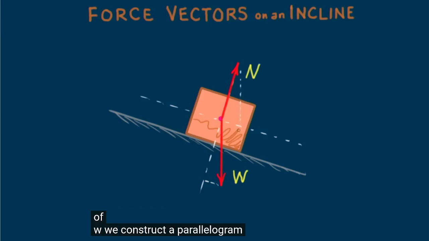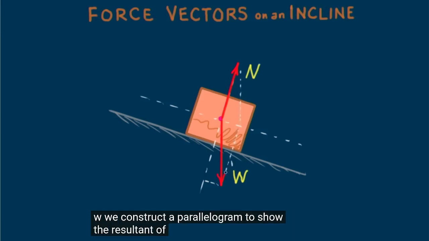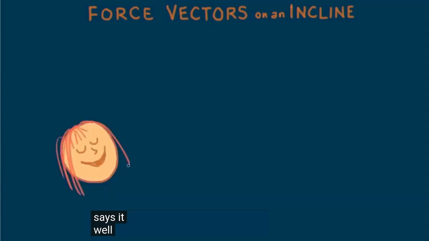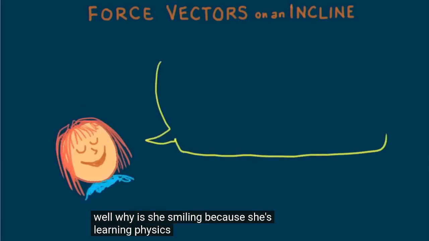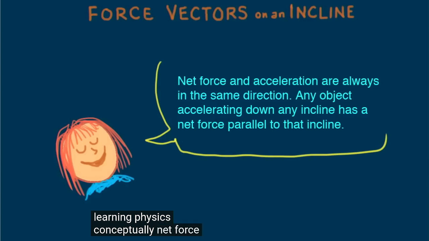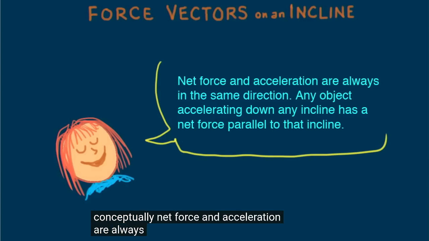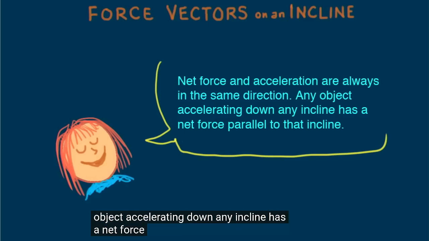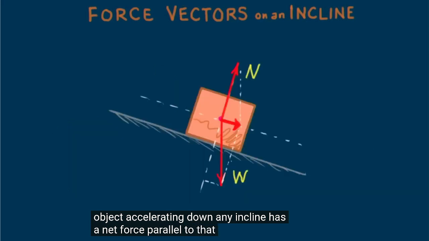We construct a parallelogram to show the resultant of the W and N vectors. Note the resultant is parallel to the incline. Little Nellie Newton says it well. Why is she smiling? Because she's learning physics conceptually. Net force and acceleration are always in the same direction. Any object accelerating down any incline has a net force parallel to that incline.